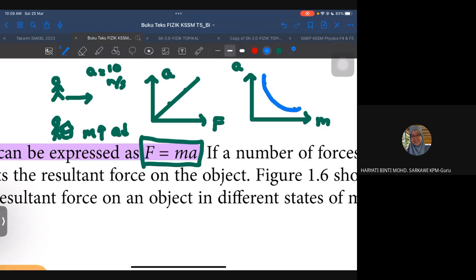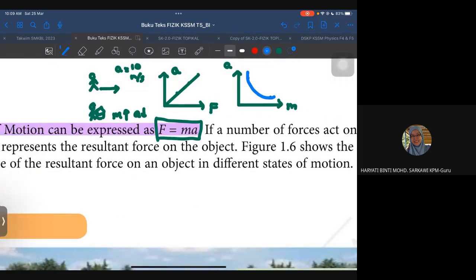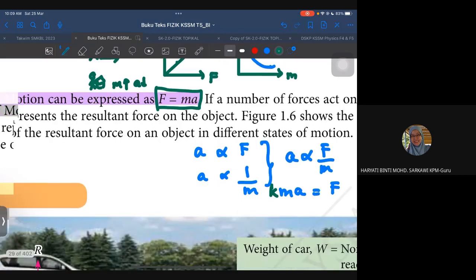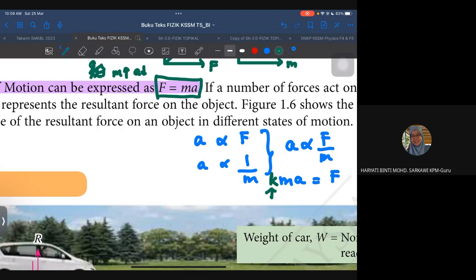Okay? So from here, we know that acceleration of the object is directly proportional to the force, but inversely proportional to the mass. So we combine this, it becomes a proportional to F over m. You bring m to the left side, and change the proportional sign into an equation. But of course you need to have a constant in front, but you can refer back to your form 4. So this constant is equal to 1, so the formula becomes F equal ma. So this is Newton's second law of motion. Okay, ingat na?